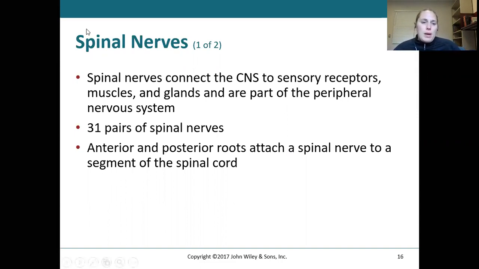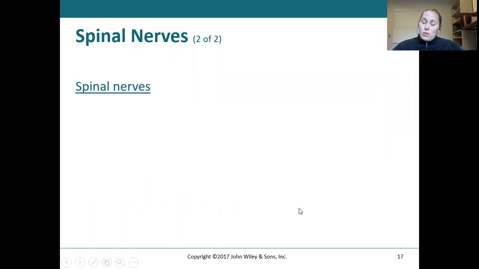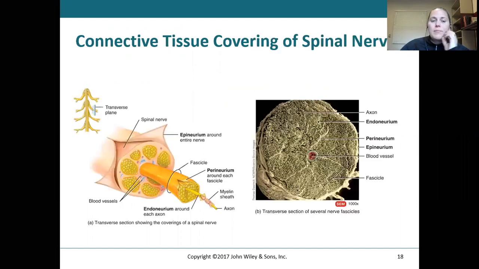There are 31 pairs of spinal nerves. We'll look at those. The anterior and posterior roots attach a spinal nerve to a spinal cord segment. This is a verbal description, but I think the pictures are going to be a little bit more useful. If you are a visual person who likes videos, please make sure you click on this.